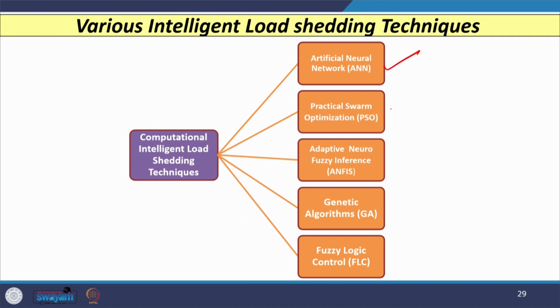Moreover, you can have various intelligent load shedding techniques based on artificial neural network. You have the technique based on particle swarm optimization. You may have the technique based on adaptive neurofuzzy inference. You may have the technique based on genetic algorithms, and you may have the technique based on fuzzy logic control. So, all these techniques are pattern recognition based techniques.